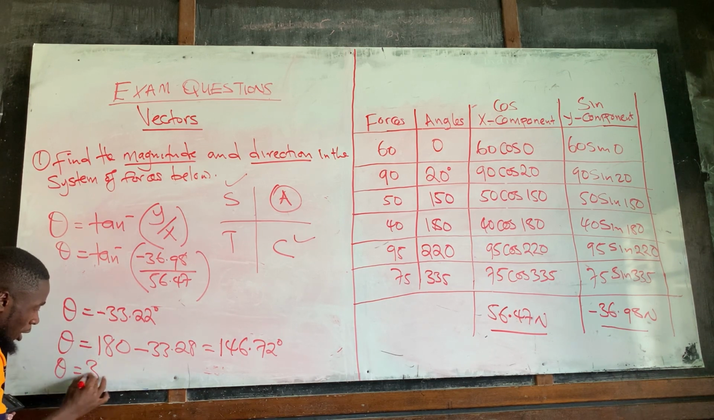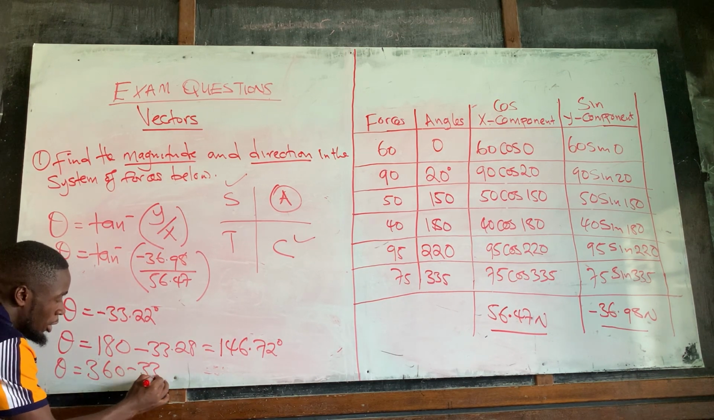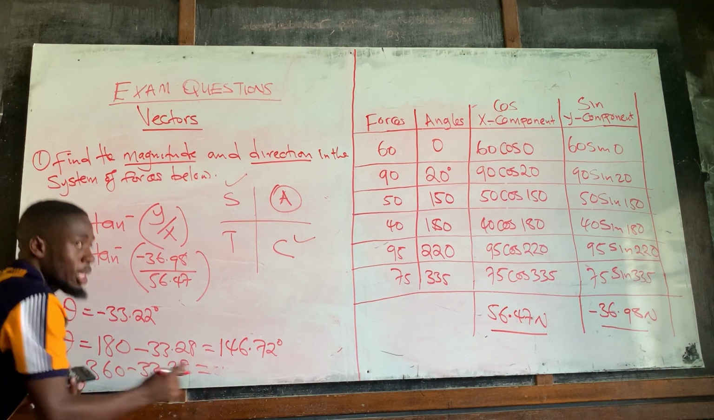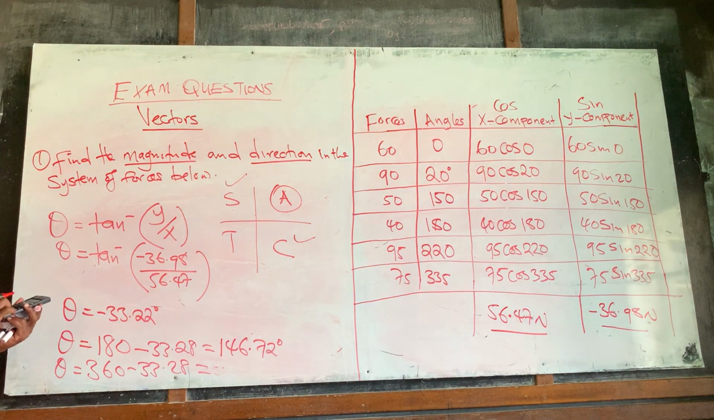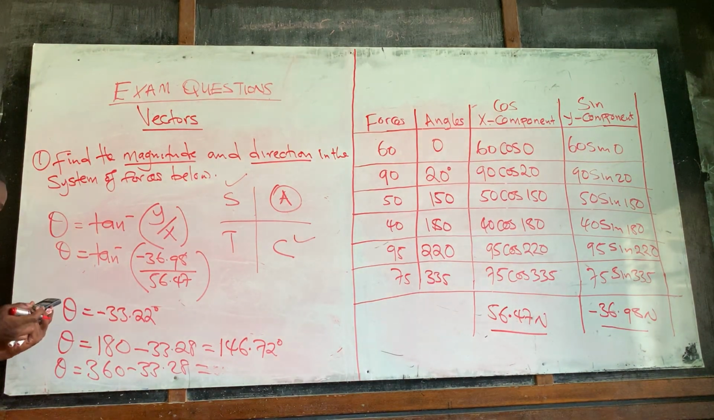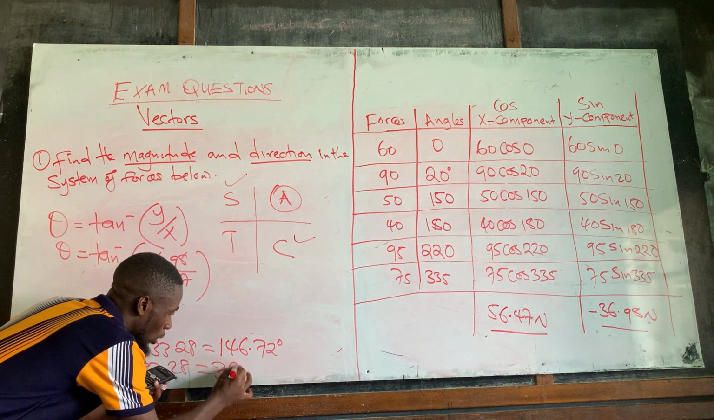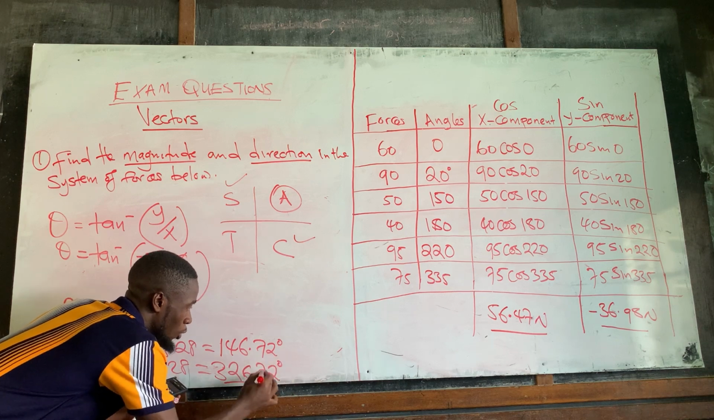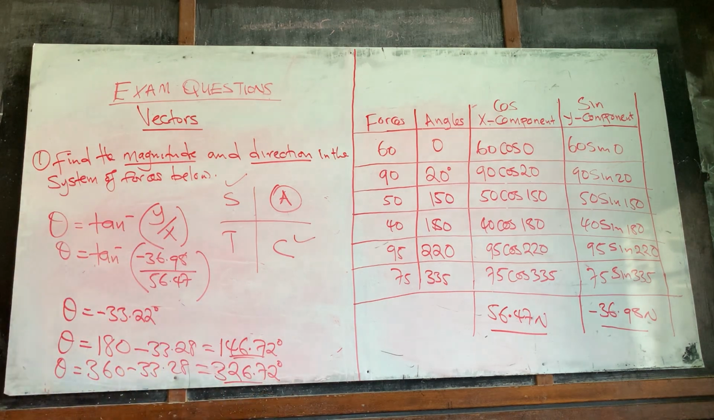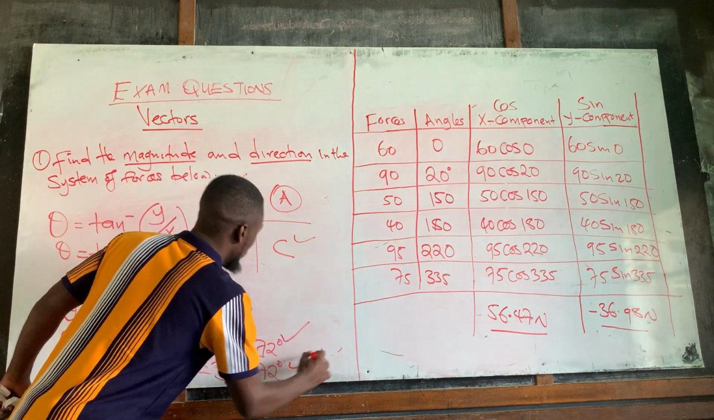The second answer will be theta equals to what? That quadrant is 360 minus 33.28 there. So the second answer will be 360 minus 33.28, which is 326.72 degrees there. So these are the two answers there: 146.72 and 326.72.